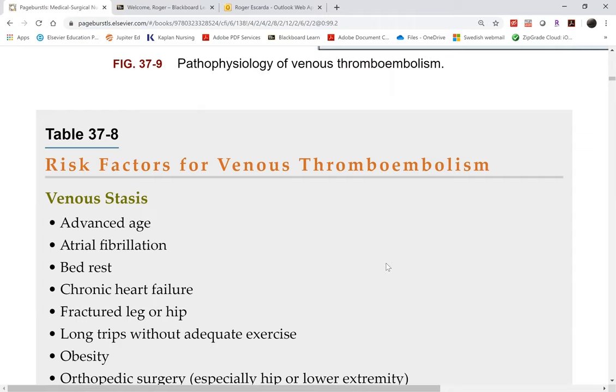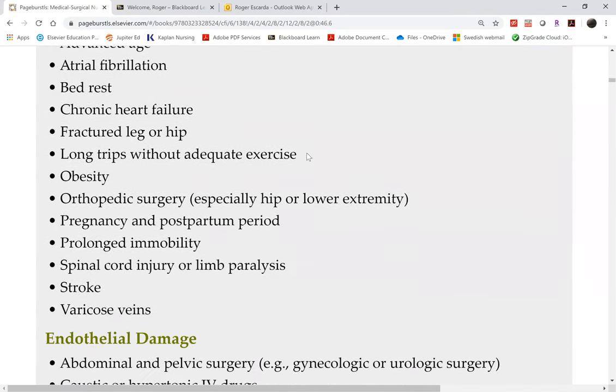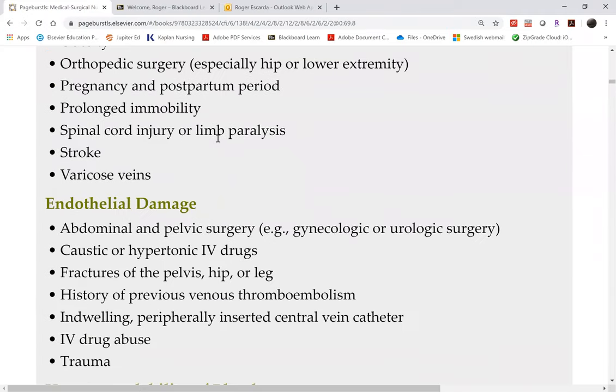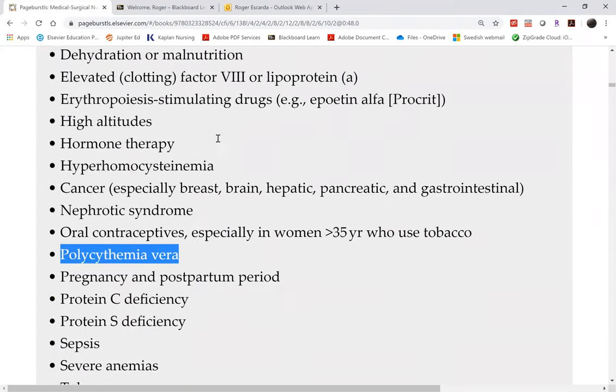Who do you implement DVT prophylaxis on? So these are your patients: advanced age, meaning 70. I don't know if it changed to 65, but in the hospital that I worked for, our age for our DVT risk assessment tool was 70. So if it's 70 or over, that's 1 point. Okay, and then it only takes 2 points in order to put them at risk.